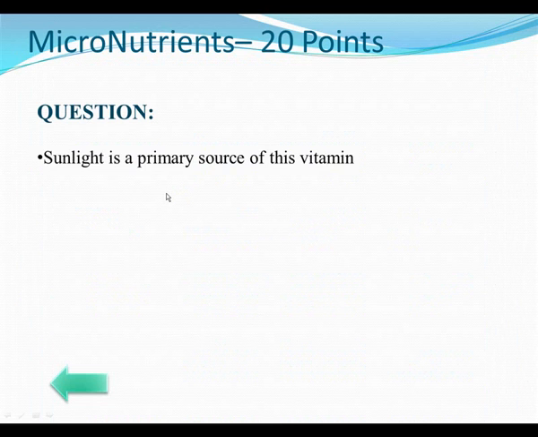Sunlight is the primary source of this particular vitamin. Vitamin D. Vitamin D deficiencies, there's a lot of information out there about that lately, and you hear a lot about people getting their vitamin D levels checked and getting supplementation to their vitamin D levels. But one important way these people can get vitamin D is through sunlight.